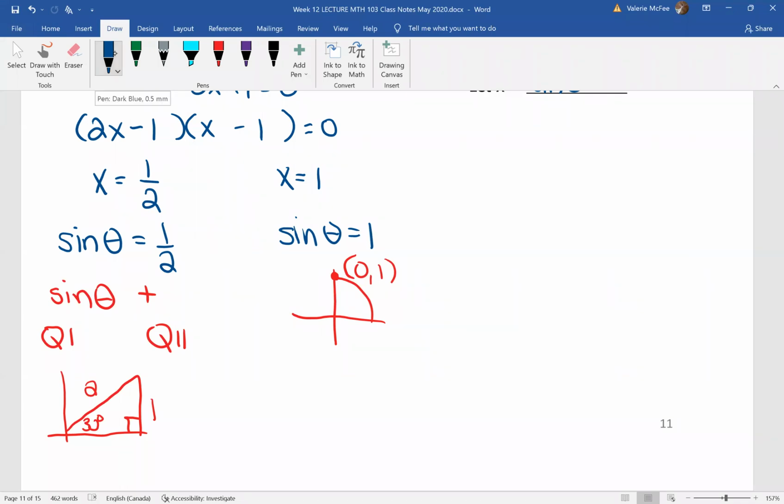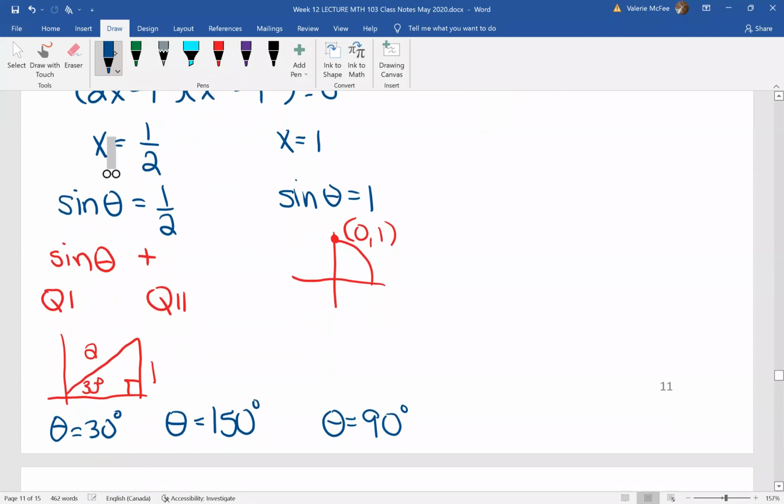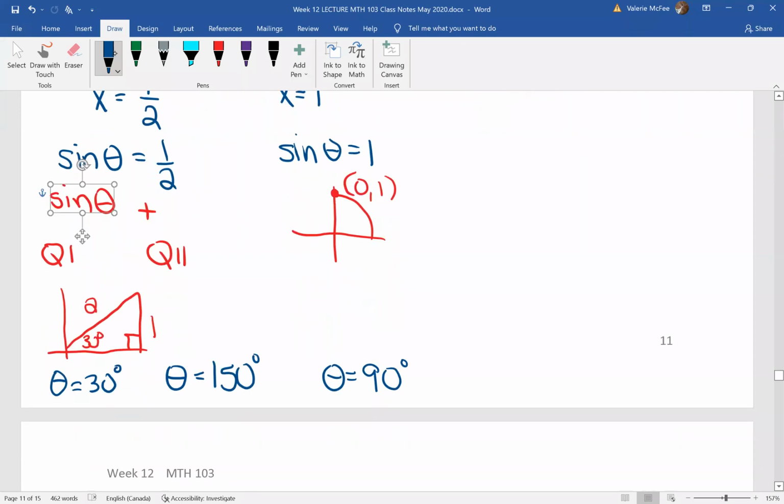We can see that sine is positive in quadrants 1 and 2. That gave us a 30-degree triangle, or that point on the unit circle at 30 degrees. So we see in quadrant 1, theta is equal to 30 degrees. Using the same triangle in quadrant 2, 30 degrees less than 180, we see that theta is equal to 150 degrees. And from our second equation, we see that we're at 90 degrees for y equals 1. Because this question gave us our intervals in radians, we should answer in radians.